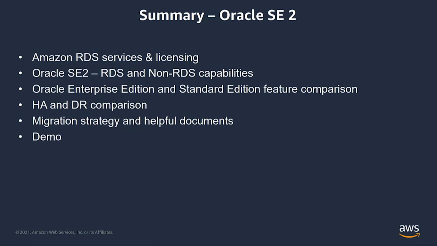To summarize, we looked at Amazon RDS services and what options they have to implement in different database engines, as well as the licensing options of license included and license that can be brought in from on-prem over to AWS. Oracle Standard Edition 2 can be run either in an EC2 instance or under RDS. And then we looked at the capabilities and features that are added when it is run under RDS.